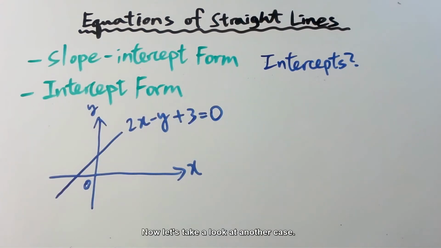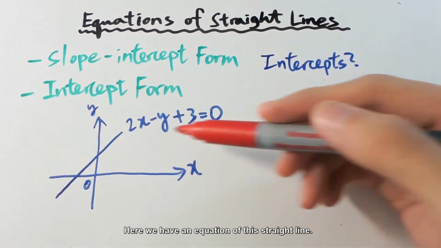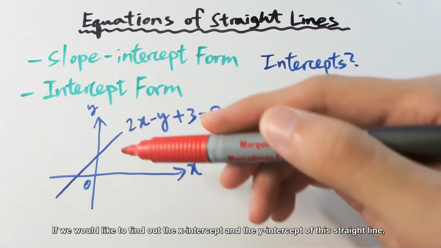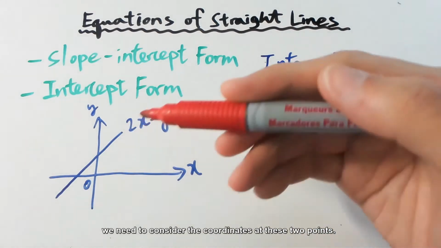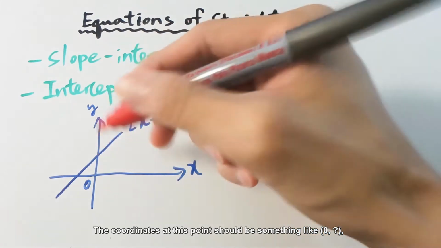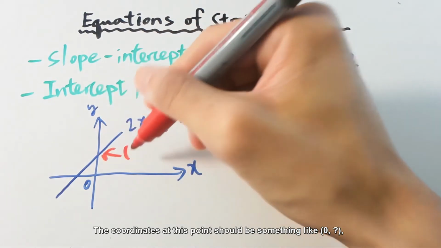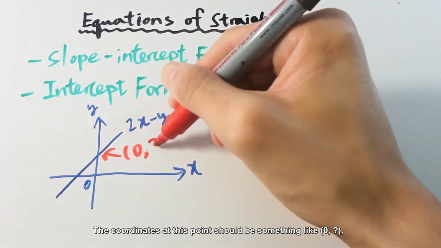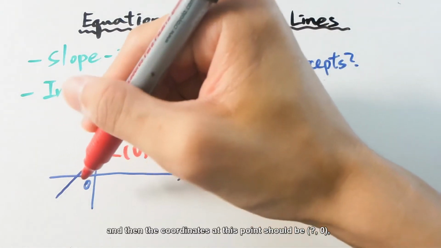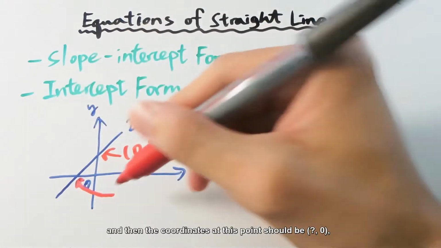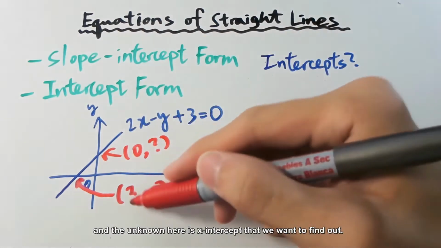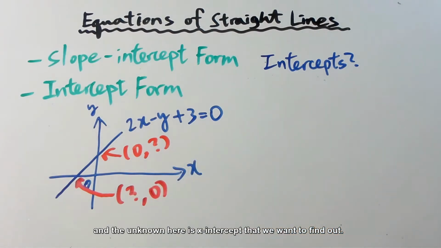Now let's take a look at another case. Here we have an equation of this straight line. If we would like to find out the x-intercept and the y-intercept of this straight line, we need to consider the coordinates at these 2 points. The coordinates at this point should be 0 and then an unknown, and this unknown is the y-intercept that we want to find out. The coordinates at this point should be an unknown, and then the y-coordinate should be 0, and the unknown here is the x-intercept that we want to find out.